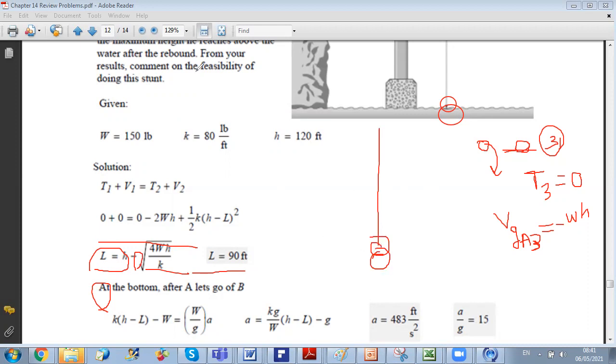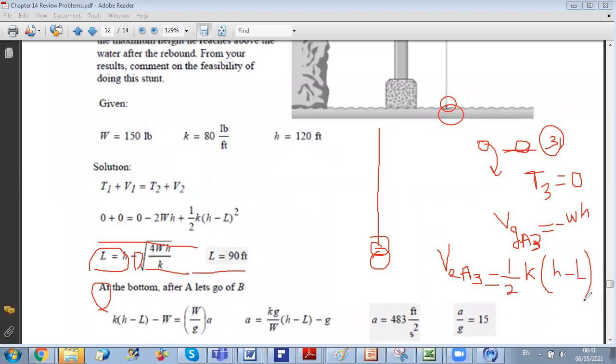The energy of the system, the elastic energy, will all be transferred to A, right? So we have V elastic still the same. V elastic at state 3 is equal to half K times H minus L squared.